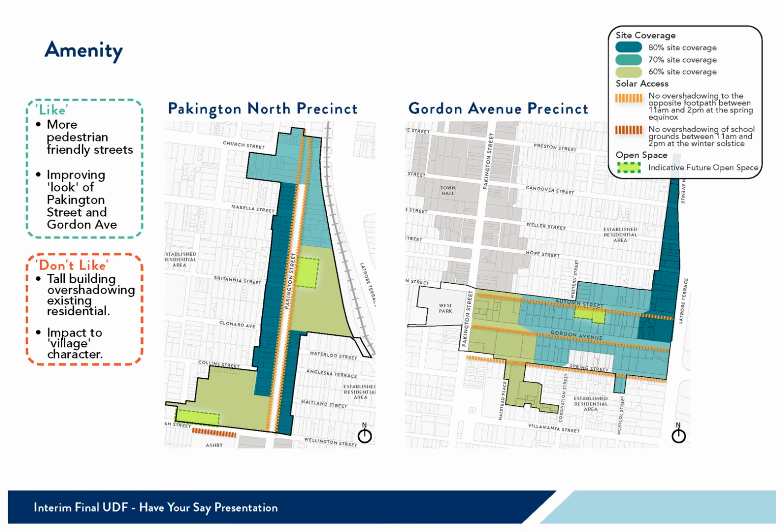The interim final proposes solar access controls to protect the public realm, including Pakington Street and Ashby Primary School in the Pakington North Precinct, and Autumn Street, Gordon Avenue, and Spring Street in the Gordon Avenue Precinct. Solar access relating to private properties is currently managed through existing controls in the planning scheme that will be used to assess all future developments through the planning application process.